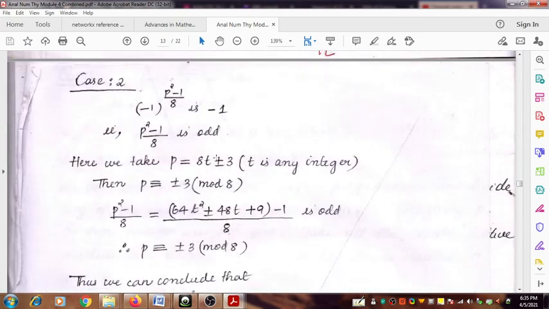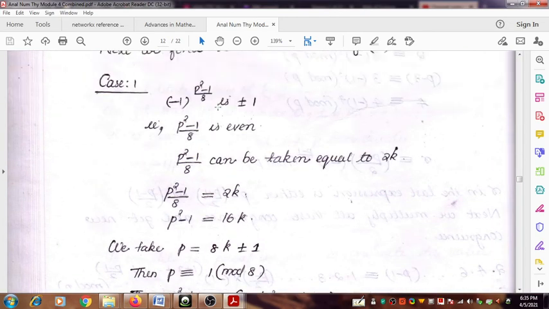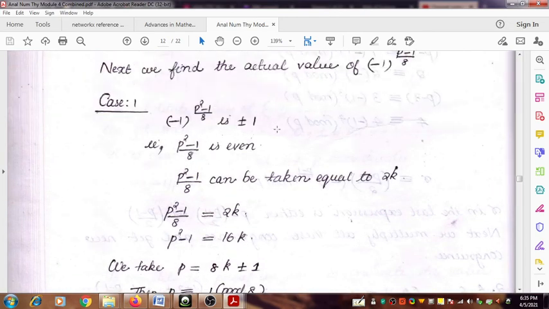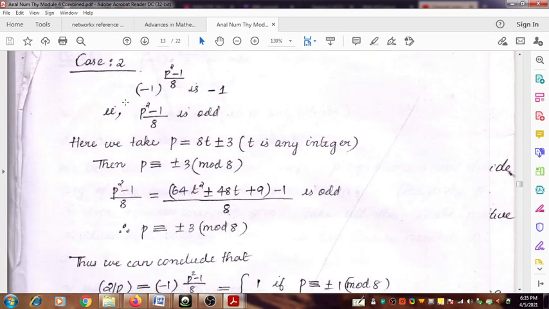Okay, and next case. In the first case we assumed that minus 1 raised to p square minus 1 divided by 8 is plus 1. Next we assume that minus 1 raised to p square minus 1 divided by 8 is minus 1. With this assumption, when this is minus 1, this can be minus 1 only if this quantity is odd, that is p square minus 1 divided by 8 is odd.